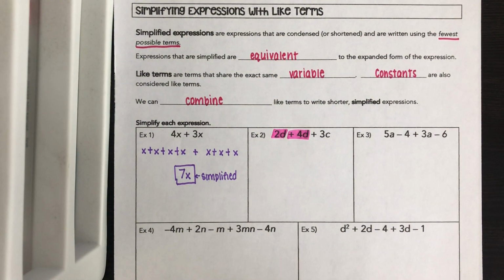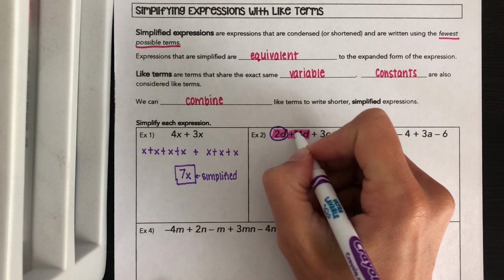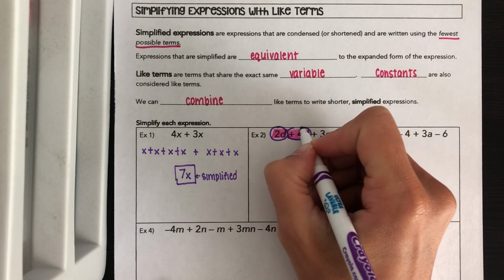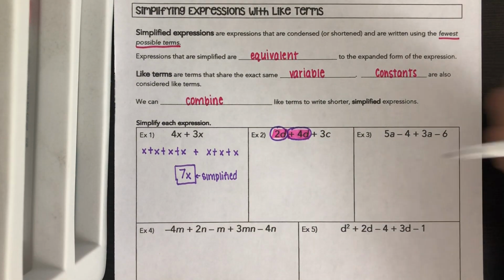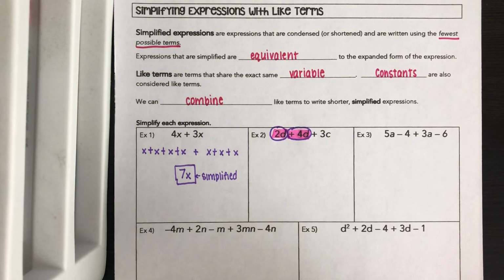And notice how I also included that plus sign in there because that's going to explain to us if that term is going to be positive or negative. If you don't have a highlighter, you can simply put a circle around both of these terms. And I put the same shape or use the same color around both of these terms because they're like terms.